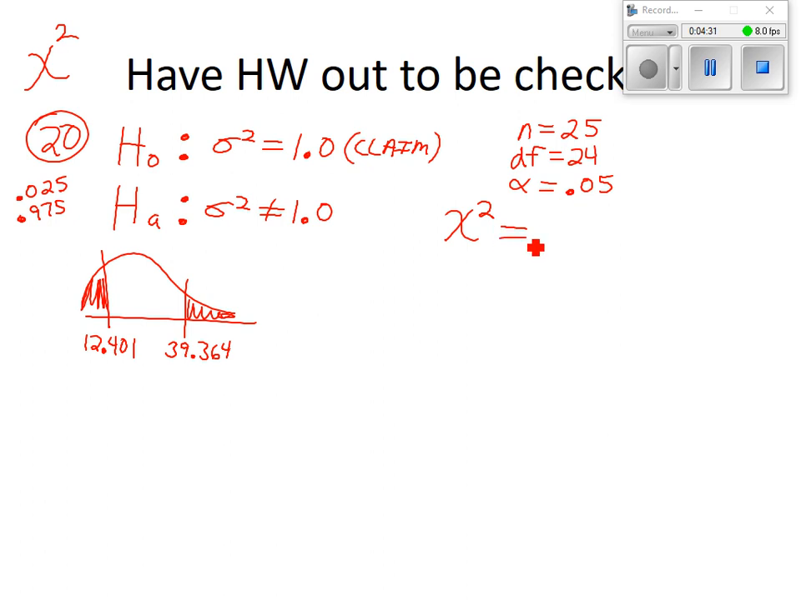Next thing we have to find is our chi-squared value. Our df is 24 times what was our variance for our sample? 1.65. Everybody agree with that? Yes. Do we have to square that? No, it's a variance. That's already a variance, so we don't have to square it. If it was a standard deviation, we need to square it. What was the variance for our population? 1.0.